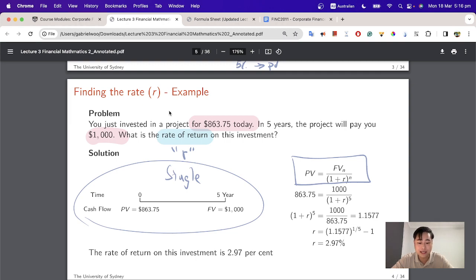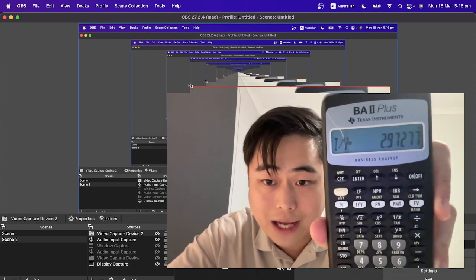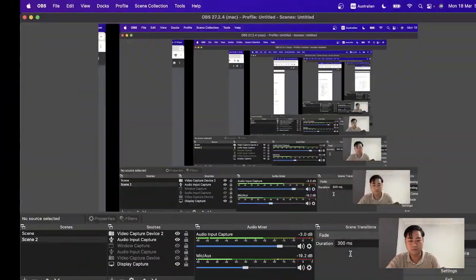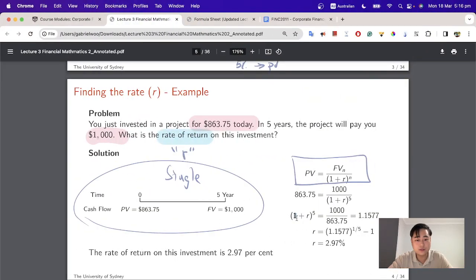What that gives us is 2.9. I don't know if you could see that. Let me maximize my camera. 2.9277, okay, as the interest rate. And once again, that is 2.93, all right? So yeah, it's pretty straightforward, using a BA Plus calculator.